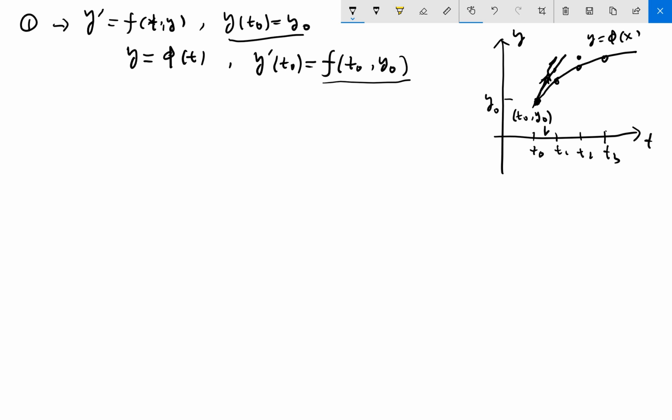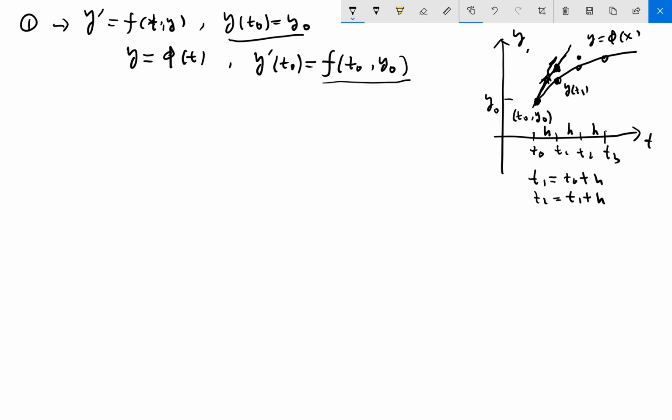The difference between those points we call h. They're evenly spaced. In other words, your t1 can be defined by t0 plus h, and your t2 can be defined by t1 plus h, and so on and so forth. So when h is small, this tangent line will give you a good approximation. We don't know this point, y evaluated at t1. However, we can use this value to replace that.